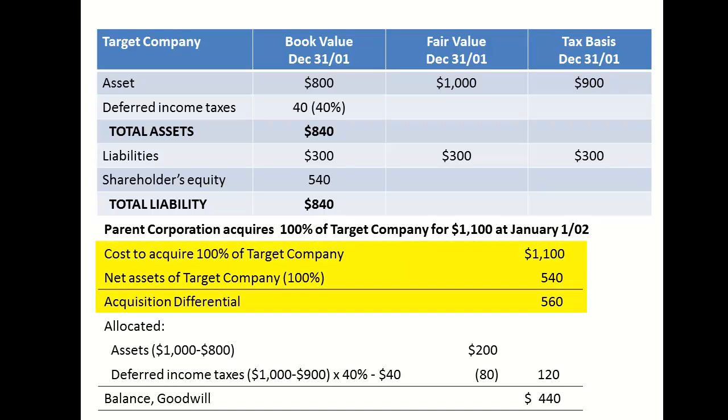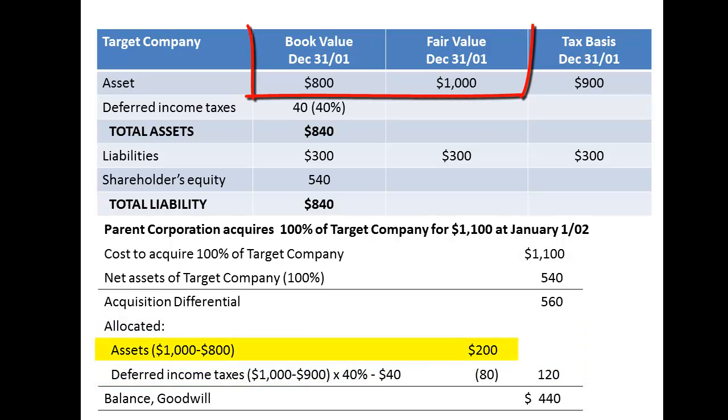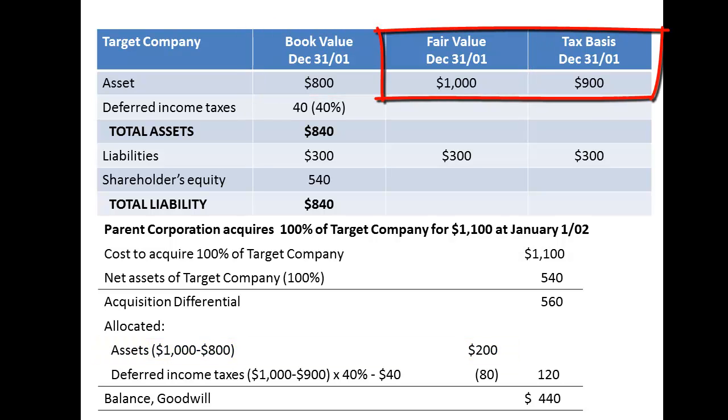First, we calculate the differential, and secondly, we need to allocate it. It's in the allocation that we now need to consider the deferred income taxes. The assets have fair value in excess of carrying value of $200,000 and in excess of the tax basis of $100,000. Aha! The accounting basis is now bigger than the tax basis. So we're going to have a deferred tax liability once Target Company is consolidated with Parent Corporation.